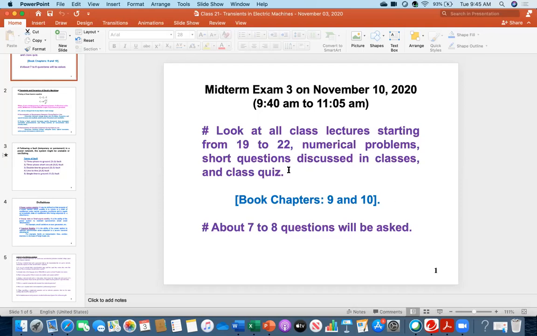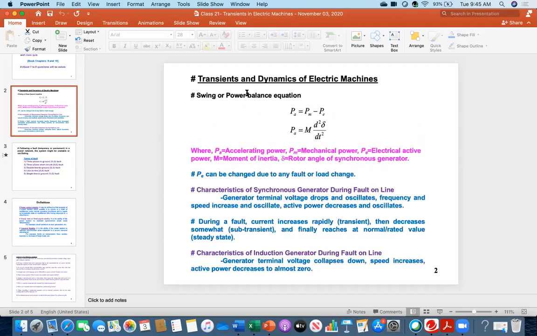Okay, so today let's start chapter 10. Chapter 10 is transients and dynamics of electric machines. So far we covered lots of electric machines, especially the synchronous generator, synchronous motor, DC motor, and transformer. When we look at the transients and dynamics of electric machines, basically we will look first at the synchronous generator and then the DC generator.